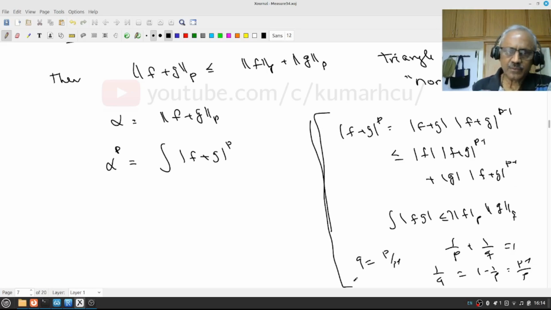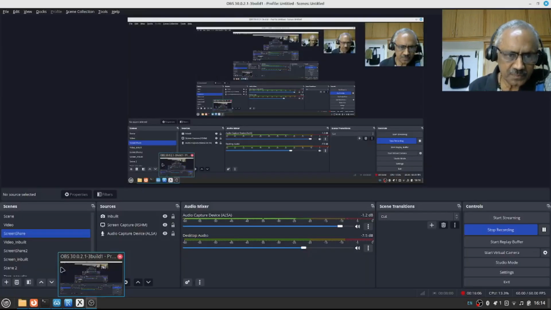Okay. Now, in a typical classroom, I give this and ask my students to apply Holder's inequality for each of these things. That is, I have the integral of mod f into mod f plus g to the power p minus 1. So this is my f, and g is mod f plus g to the power p minus 1. For this, we apply Holder's inequality and simplify. Okay, I am going to do it, but many times there are too many symbols and people get confused. So it's easier if you do it. If you are not very confident, you can watch.